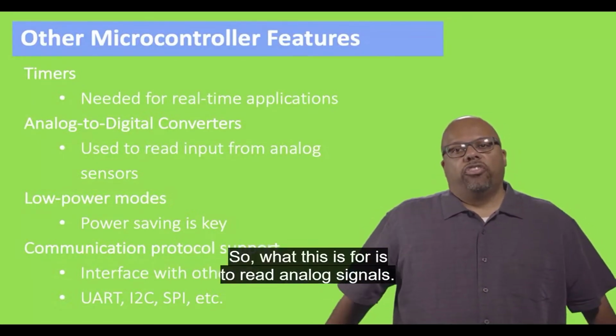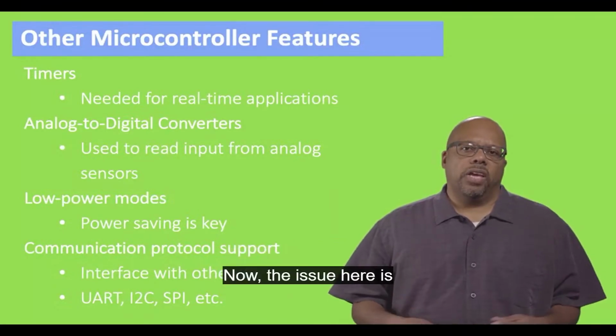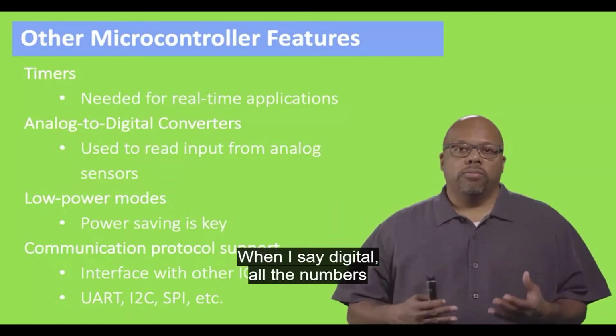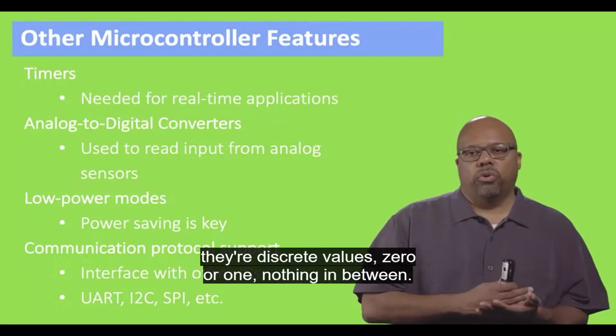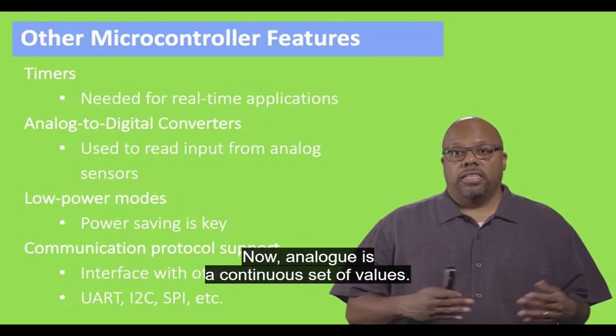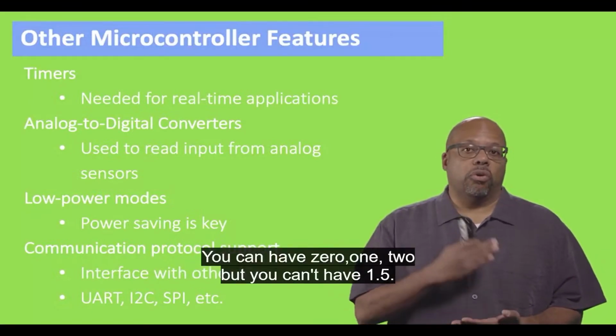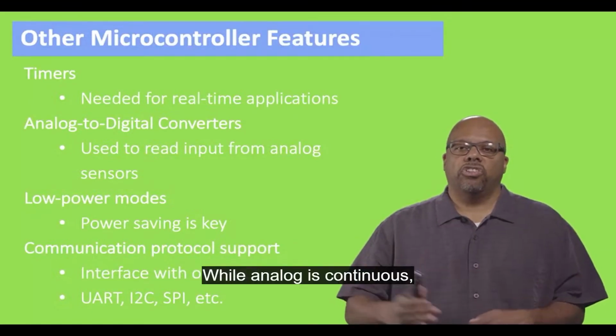Analog to digital converters. What this is for is to read analog signals. Now, the issue here is that microcontrollers are generally digital devices. And when I say digital, all the numbers are zeros and ones, off or on. They're discrete values. Okay, 0 or 1, nothing in between. Now, analog is a continuous set of values. So the difference between analog and digital is the same as the difference between real numbers and integers. Right? They're discrete integers. You can have 0, 1, 2, but you can't have 1.5. Where analog is continuous. You can have any number anywhere.